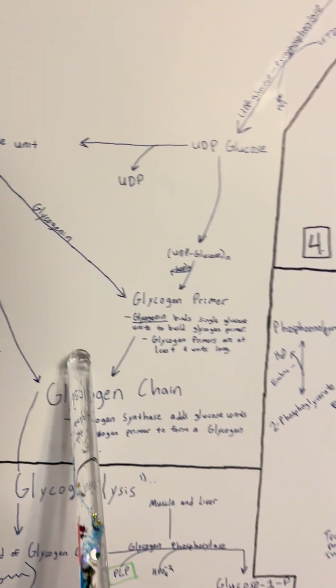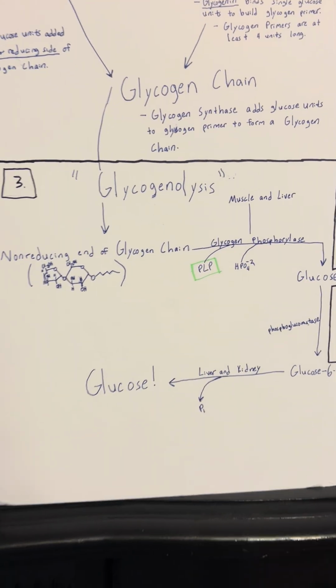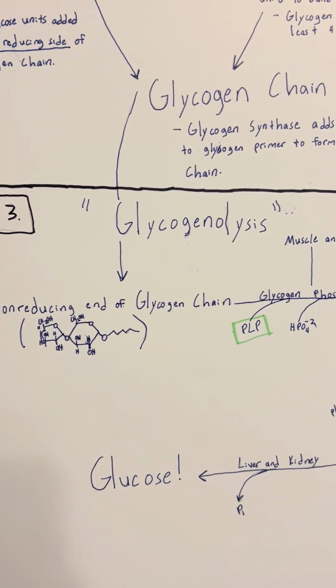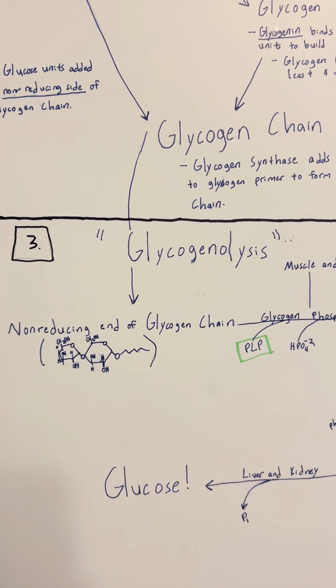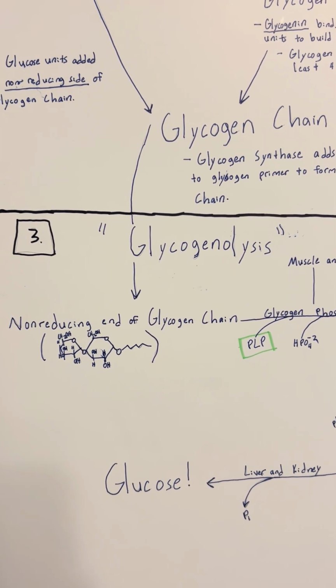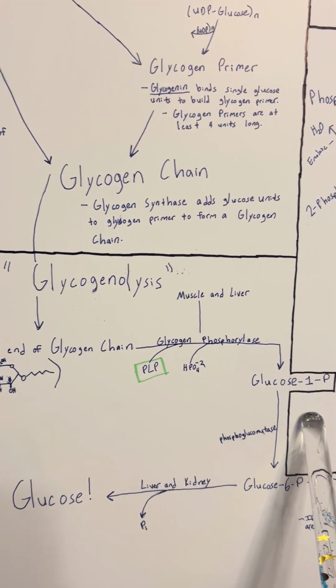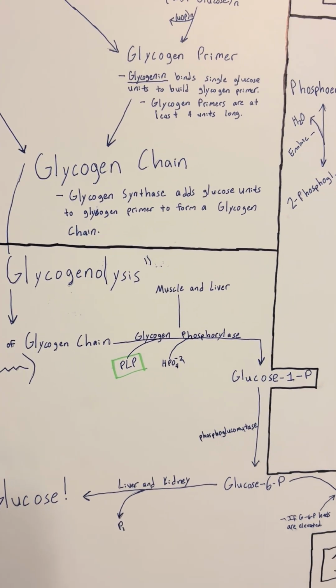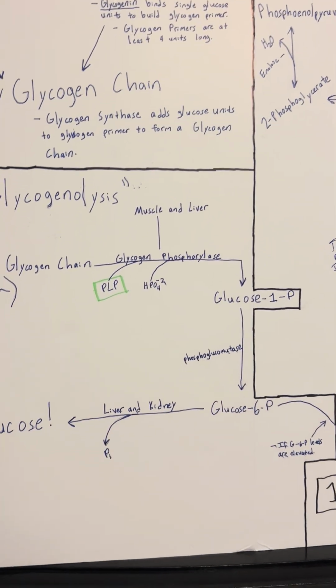From the non-reducing end, we come here into glycogenolysis. Glycogen phosphorylase cleaves off a glucose unit of the non-reducing end of glycogen by adding inorganic phosphate, producing glucose 1-phosphate right here. Glucose 1-phosphate is converted into glucose 6-phosphate by the enzyme phosphoglucomutase.